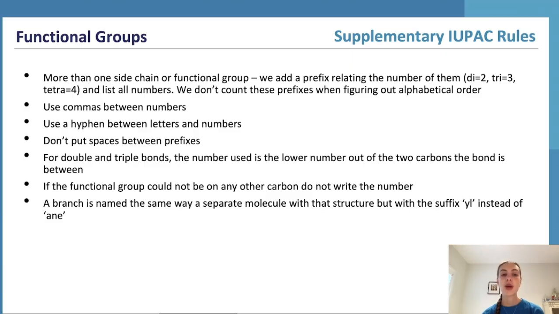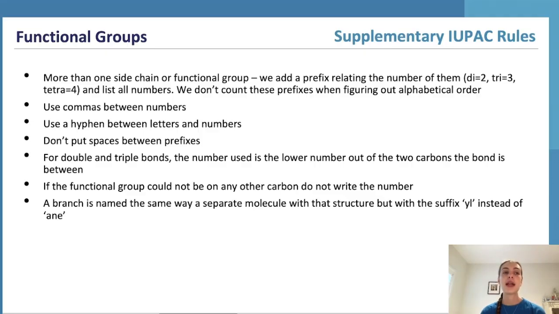And finally, the branch is going to be named the same way that a separate molecule with that structure would be named, but with the suffix "yl" instead of "ane." So for example, if you have a 3-carbon branch coming off a normal carbon chain, it would be a propyl group, because it's like propane, but it's a branch coming off another chain, so it would be named as a propyl group.